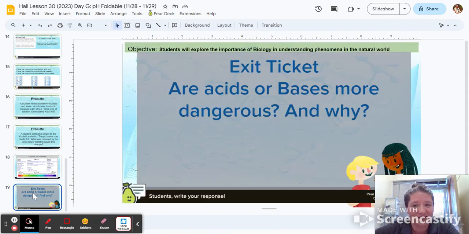Now, for our exit ticket, are acids or bases more dangerous and why? So I want you to take a moment, think about it.